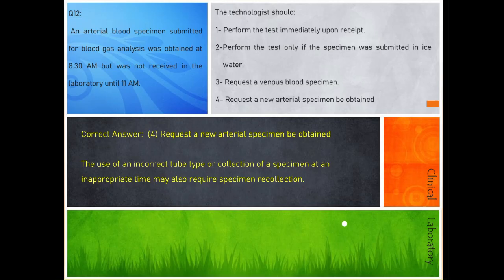Correct answer, 4. Request a new arterial specimen be obtained. The use of an incorrect tube type, or collection of a specimen at an inappropriate time, may also require specimen recollection.